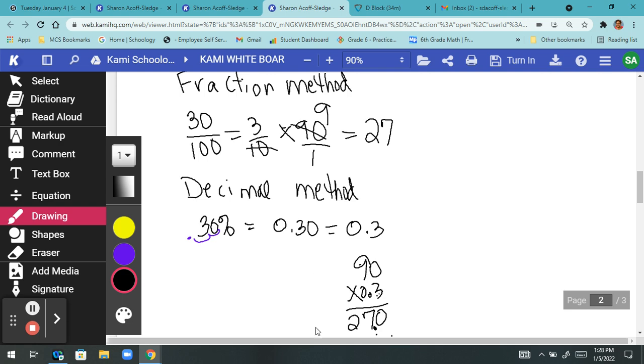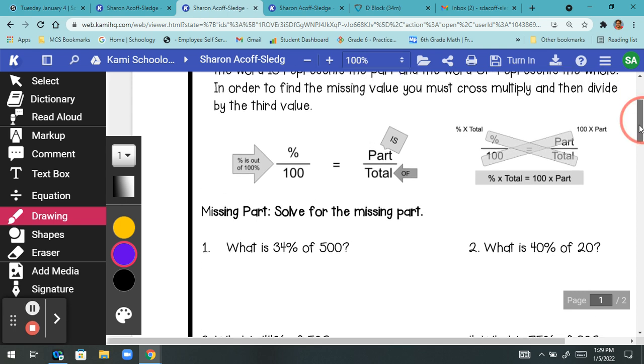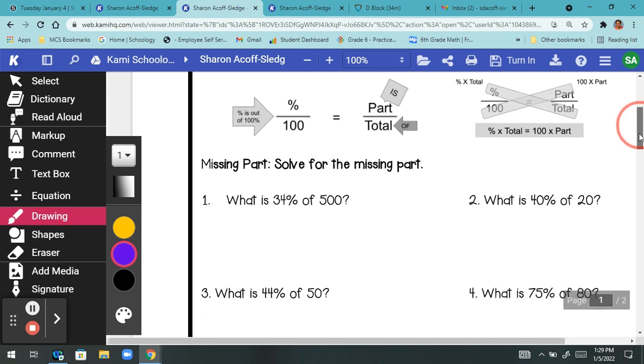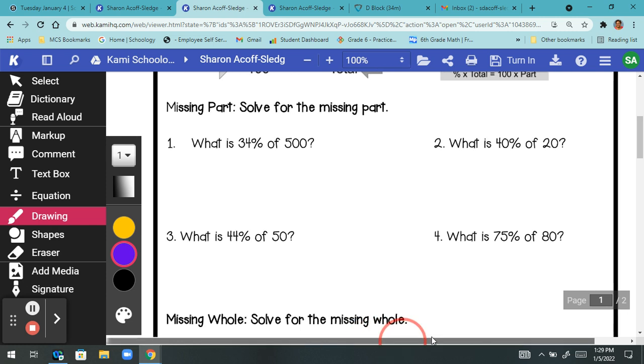Is everybody through writing off for this one? Okay, I'm gonna deal with the cross multiplication tomorrow, and you'll see why I taught the fraction method. Today, we're gonna do this top part, finding the percent of a number. We'll deal with the missing, find the other. We'll deal with the rest of it tomorrow.